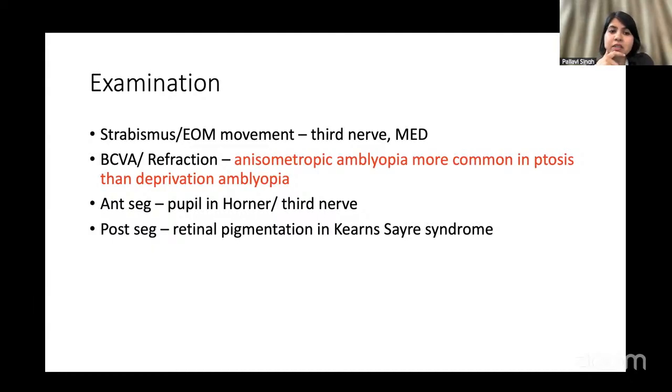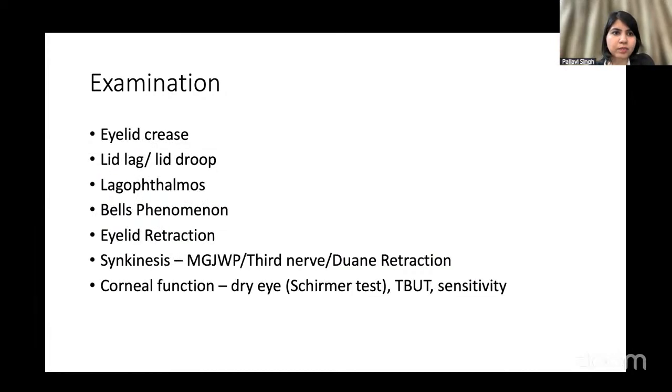Anterior segment, especially important in cases of third nerve palsy, if it's involving the pupil, or in Horner syndrome, there's going to be an anisocoria. Posterior segment, it's important to look at that. For instance, in cases of Kearns-Sayre, where you might have some sort of retinal pigmentation. So again, because any outward manifestation of the eyelid might be associated with like 5 different things, you have to be very meticulous in your history taking and examination, so the examiner knows that you know all of these conditions exist and you've ruled them out.